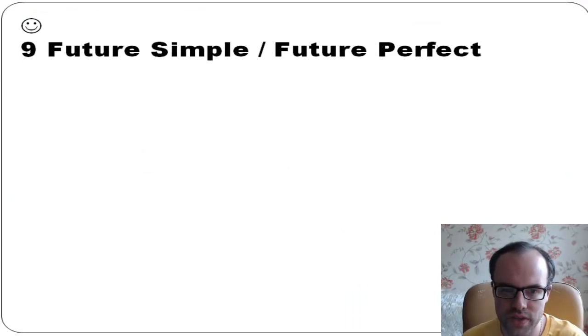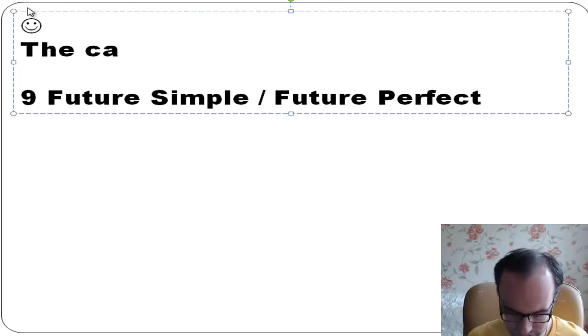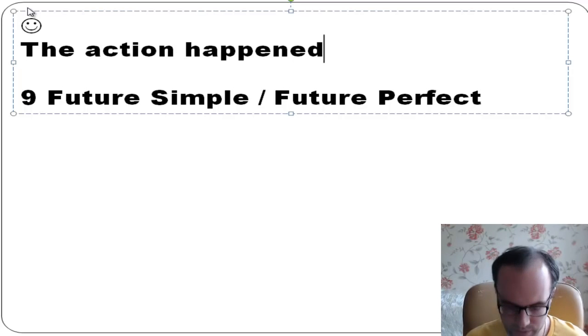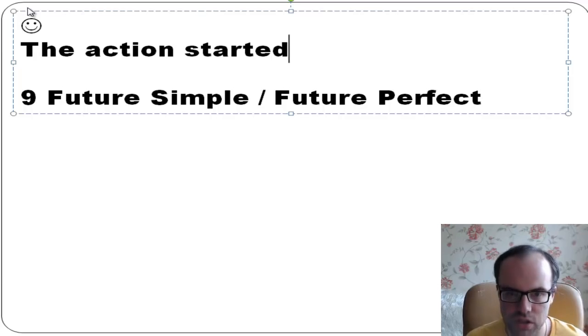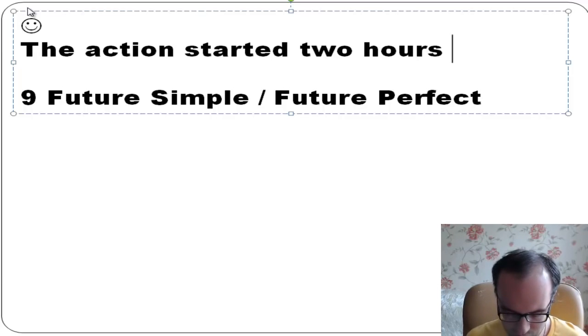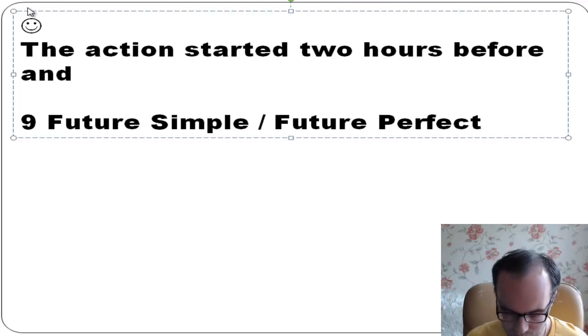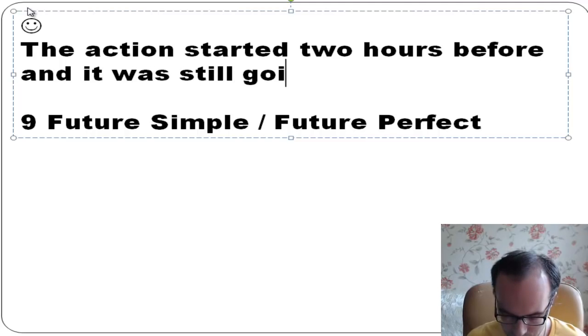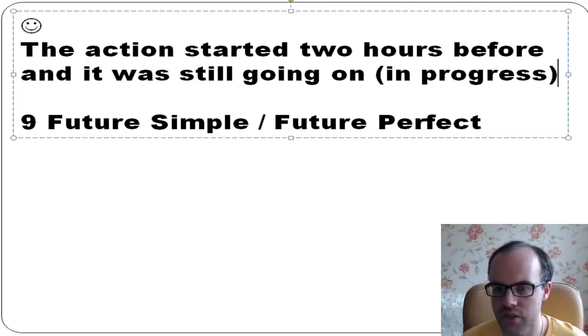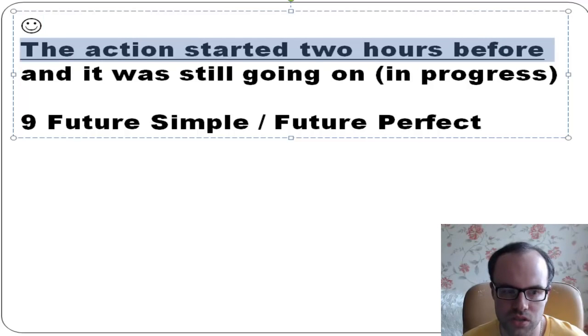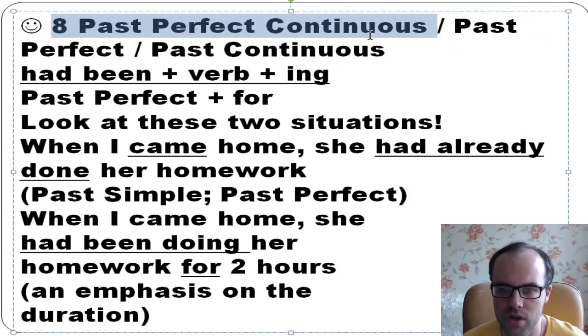So let's write it down. The action happened 2 hours before, and it was still going on, or it was still in progress. So the action started 2 hours before, and it was still in progress. It's a very important thing, and we use it in this context, past perfect continuous.